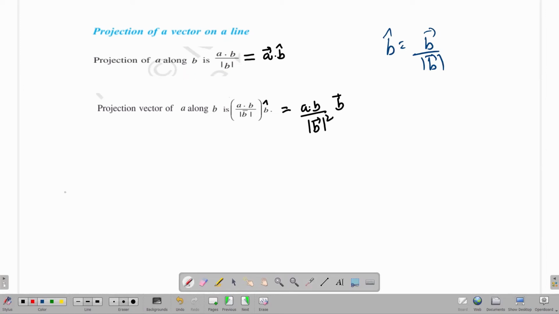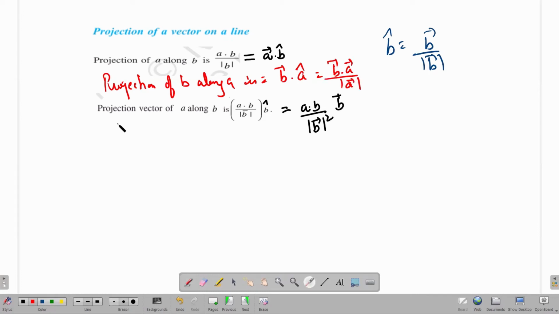Similarly, you can find projection of B along A is the dot product of B with unit vector A, or B dot A upon mod of A. But next, projection vector of A along B is the dot product of this projection with unit vector B. On further solving, we can write that projection vector of A along B is a vector quantity, and that is A dot B upon mod B whole square into this vector B. So this is the formula for projection vector of A along B.